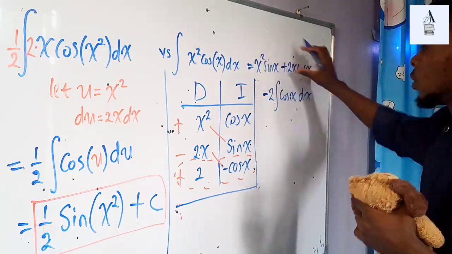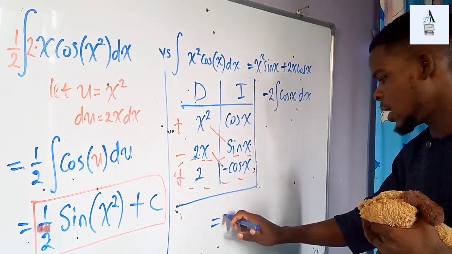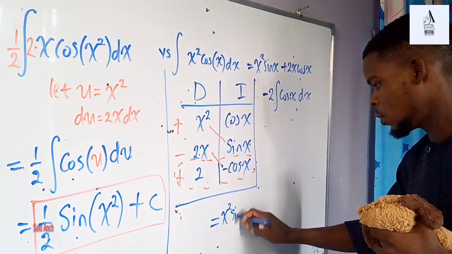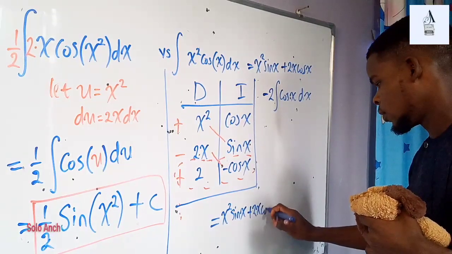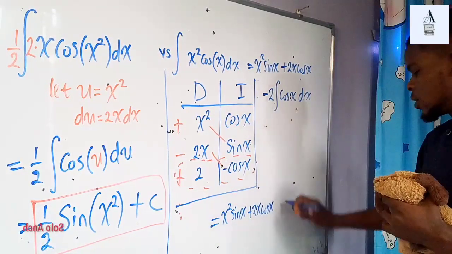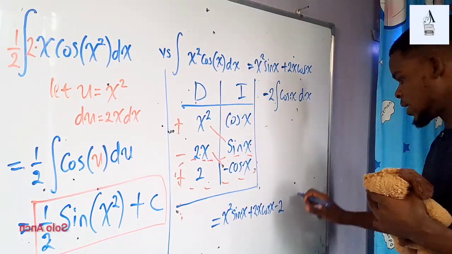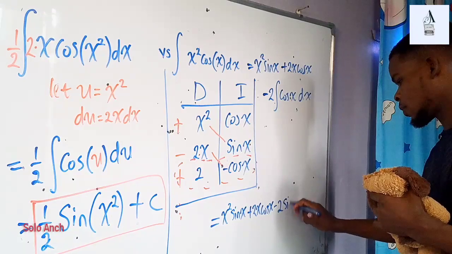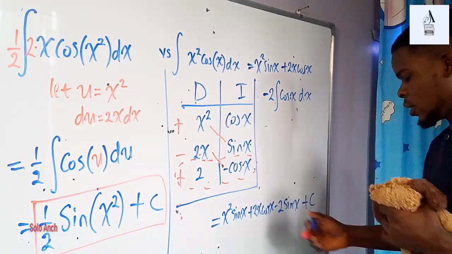So from here, I'm going to equate the two. So you notice x squared sine x plus 2x cos x, right? And then minus 2 times, well, the integral of cosine of x is positive sine x, right? And then we can put the plus C here.